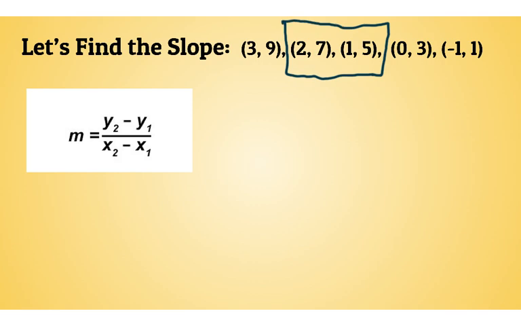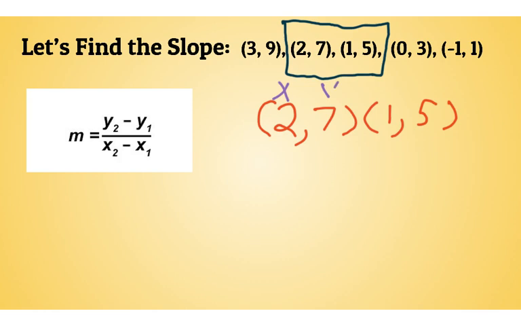I'll rewrite them. Now what I like to do is label each coordinate with x and y, just so I know where to find them. Not only x and y, but I'll label the first coordinate x1 and y1 and the second coordinate x2 and y2. Now I'm ready to input the values of the coordinates into the formula.